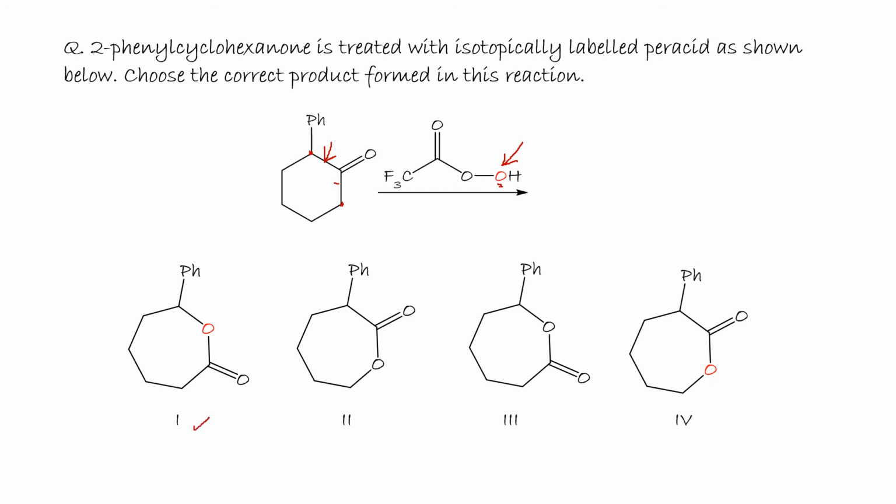This one is in here, wrong. This one is up, but the oxygen is not the correct one. This is wrong. This one again, the oxygen is this one here. No. So the correct structure is number 1.